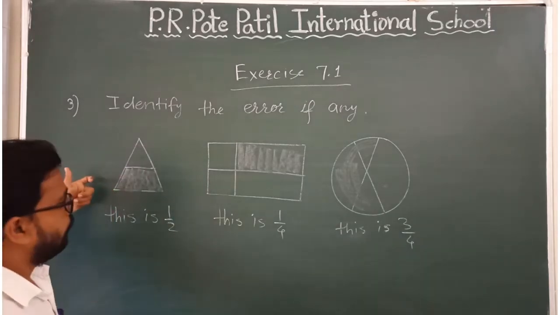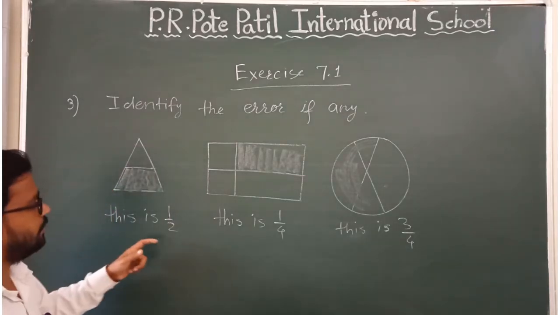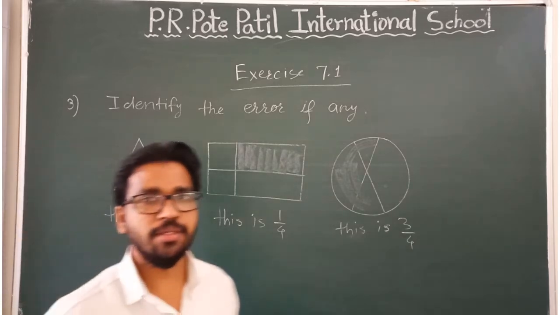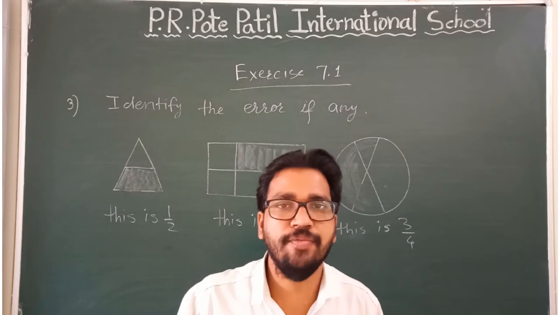So here in the first diagram it shows that this is 1 by 2. 1 by 2 means half, and you know very well half means what?